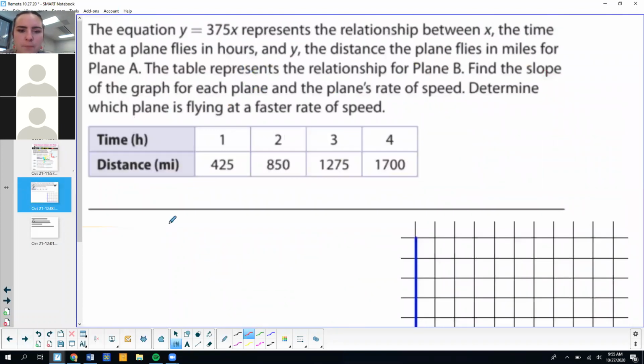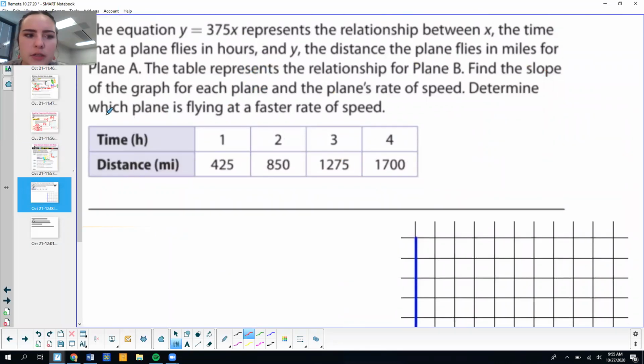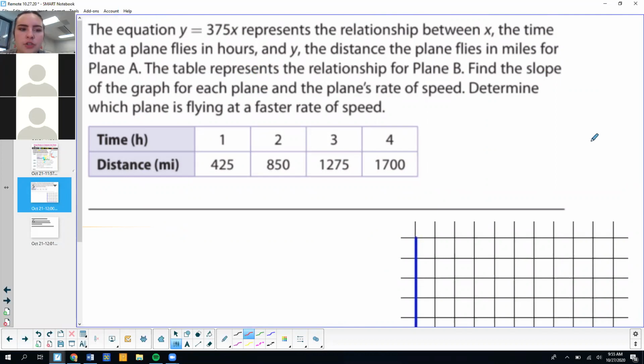Let's see. I think this is, let me double check. Yeah, we're almost done for today. So we're in the home stretch.